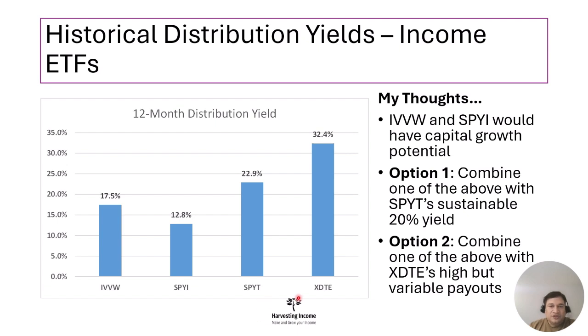If that is one of the options that you choose, combine one of the above. One of the above means IVVW and SPYI, one of them. So pick IVVW or SPYI, one of these with SPY-T. So you can do IVVW and SPY-T, or SPY-I and SPY-T. Fine. You can do it equally between those two, or you want to put more in SPY-T and less in the other fund.